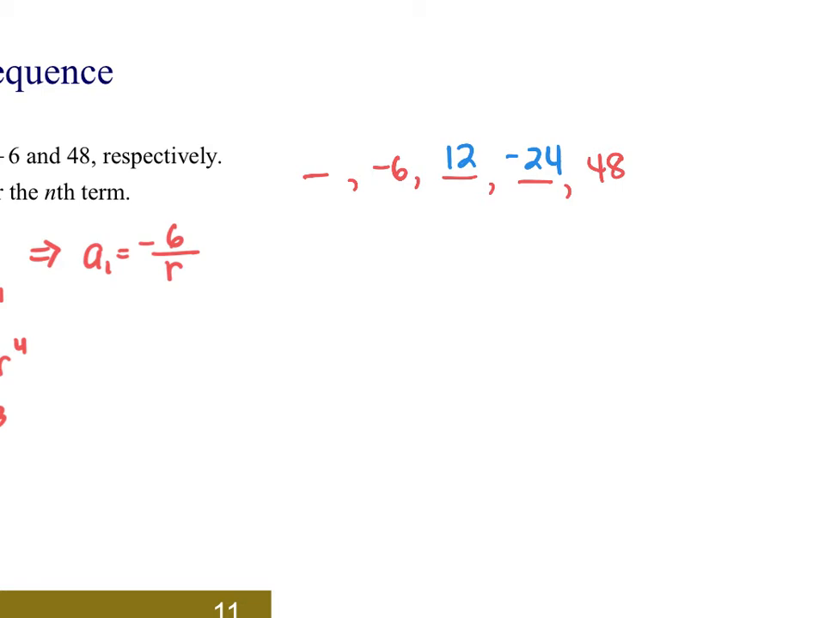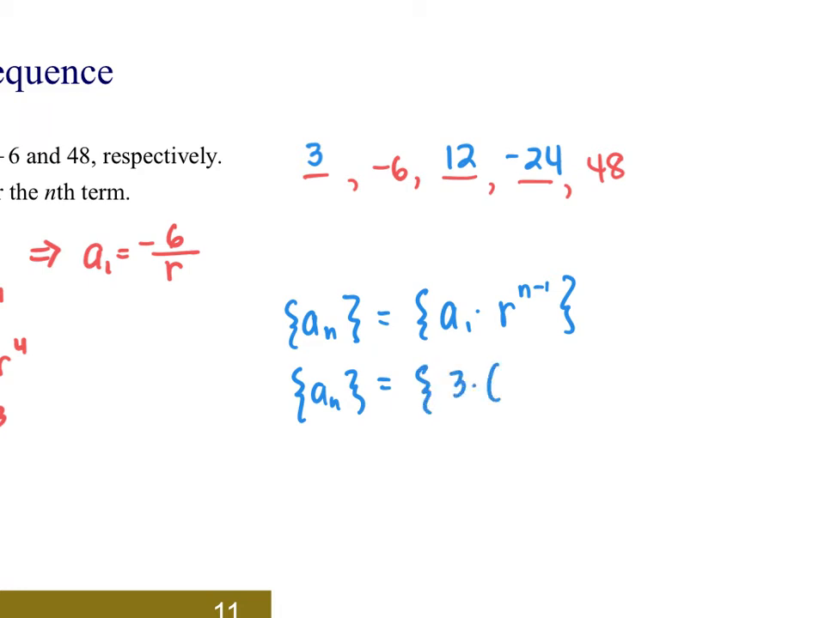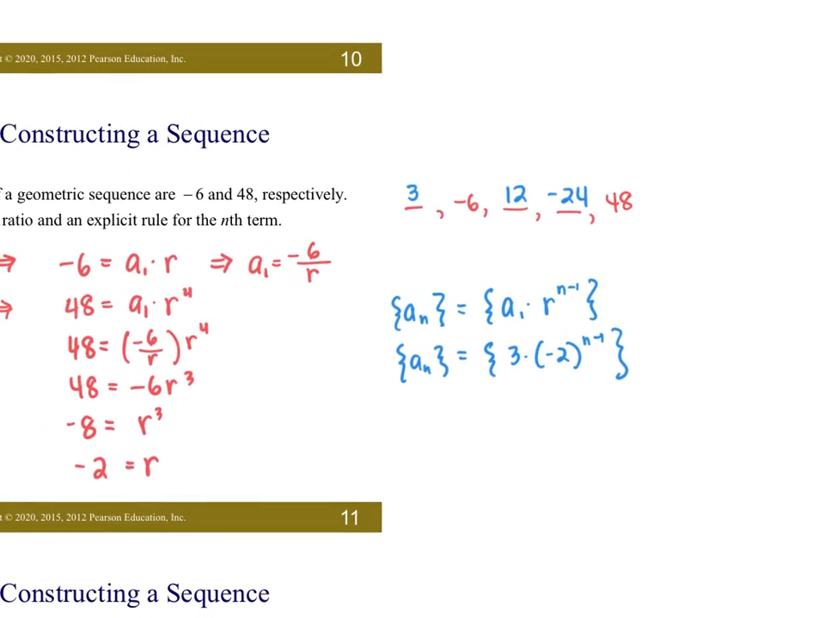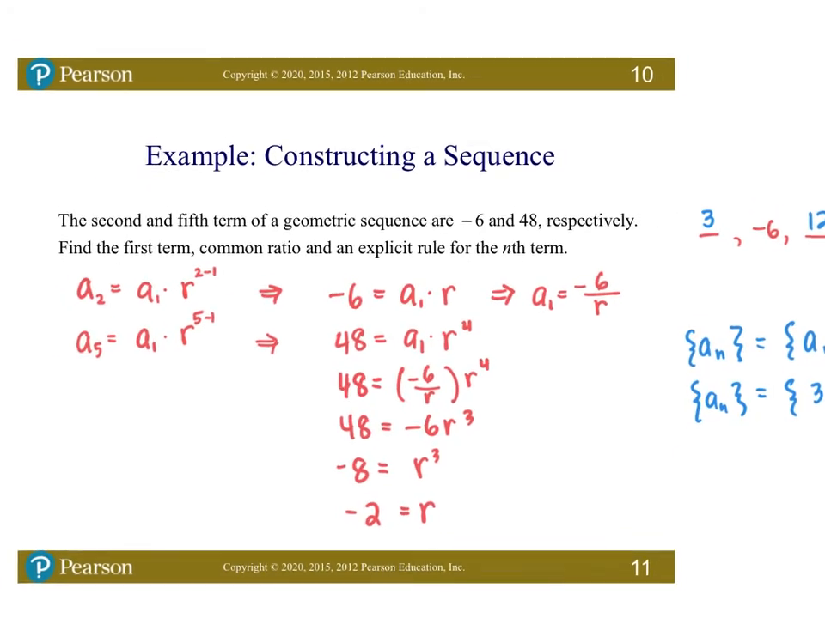So if the multiplier is -2, that means the first term had to be 3. So now I can write my explicit formula that all values for this geometric term are a sub 1 times r to the quantity n minus 1. So all terms could be generated by 3 times (-2) to the n minus 1 quantity. And that would be my explicit rule for that geometric sequence.